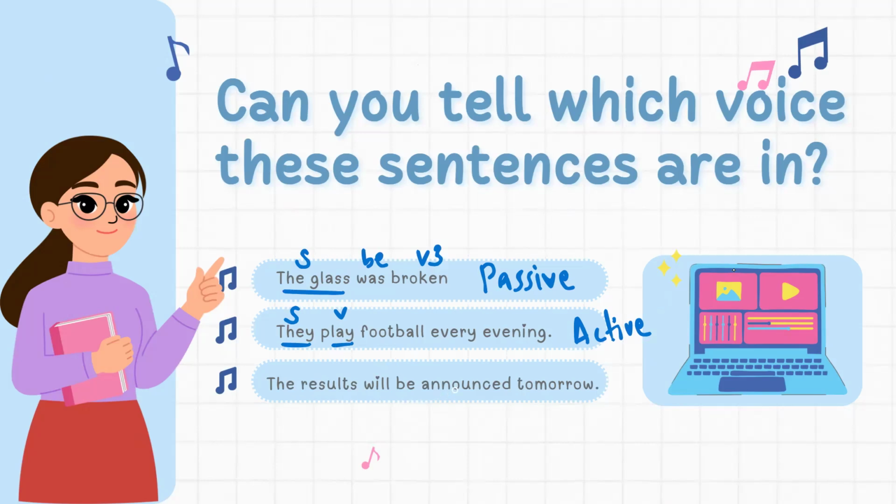The result will be announced tomorrow. Let's parse it. The result is the subject; will be announced. Now, can a result come on its own? No. Here, the result is receiving the action. So it is passive voice. Another way of finding whether it is passive voice is to focus on its structure: will be is the be form and announced is the V3 form. So, it's quite simple, right?